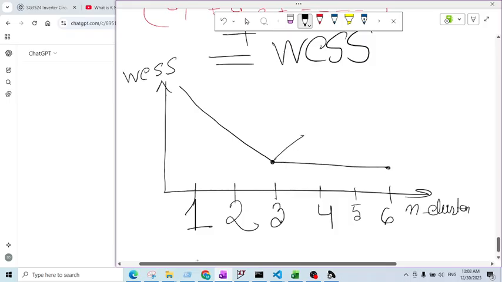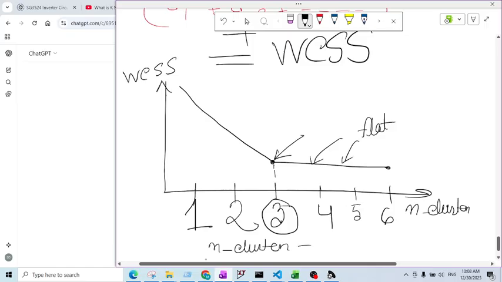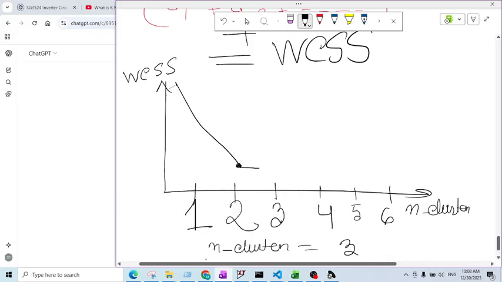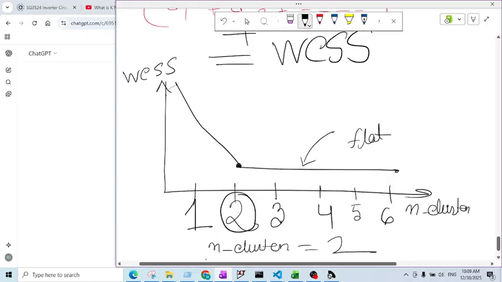That means you see here is a breakpoint, and after this breakpoint the line is flat. So this break happens at n equal to 3, so the number of cluster is equal to 3. But if you see that the graph looks like this, that means the graph is almost flat after 2, so we will say that the number of cluster is 2. So by this you can find the number of cluster.